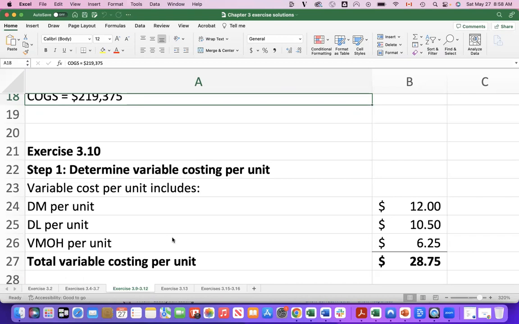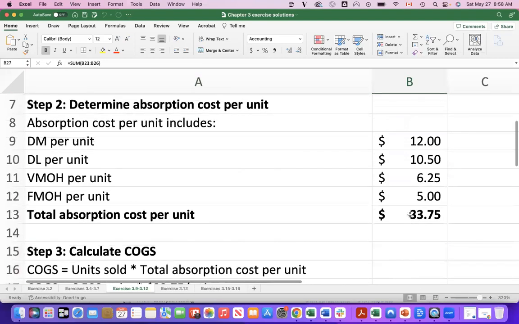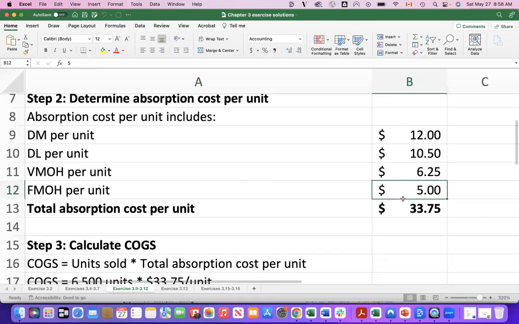In this case, these are the only three variable costs identified in the question. So we have direct material of $12 a unit, direct labor of $10.50 per unit, and variable manufacturing overhead of $6.25. So we get a variable cost per unit of $28.75. So the only difference between the variable cost per unit and the absorption cost per unit was the fixed manufacturing overhead of $5 a piece.